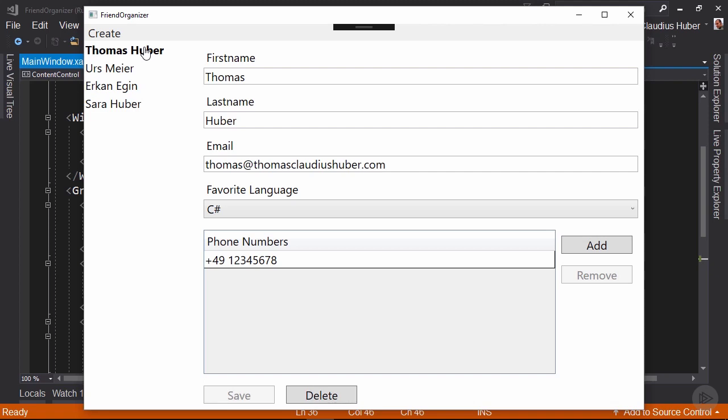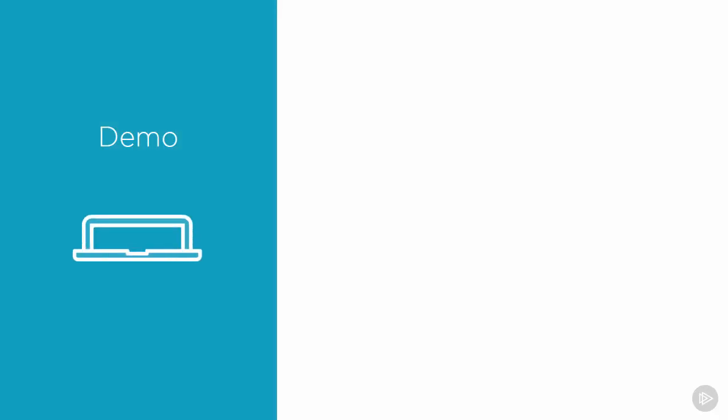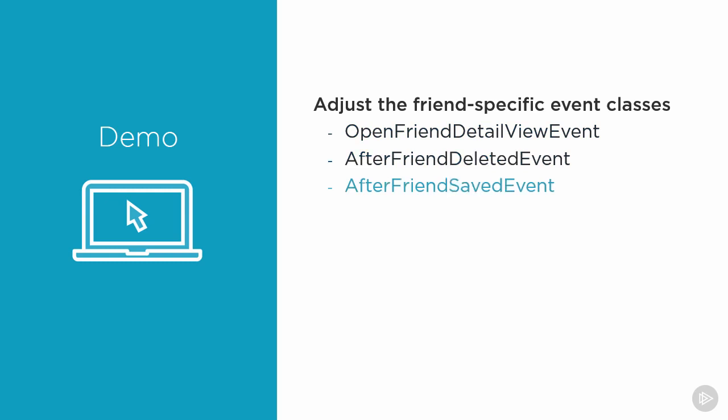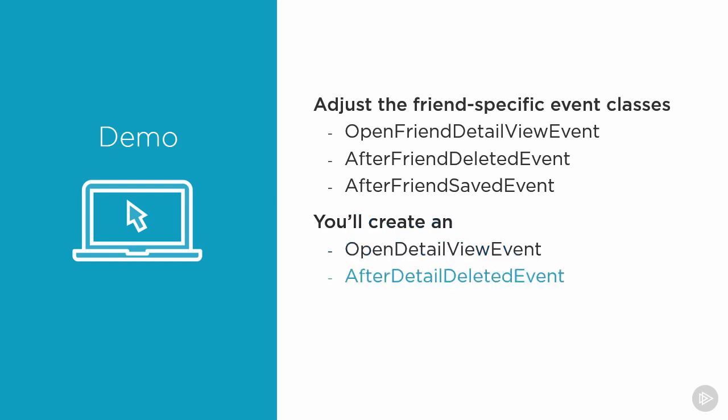Now let's continue by refactoring the friend-specific events in the Friend Organizer application. In this demonstration, you will adjust the friend-specific event classes OpenFriendDetailViewEvent, AfterFriendDeleted and AfterFriendSavedEvent so that these event classes are not friend-specific anymore. We want to use these event classes for different kinds of entities and not only for a friend entity. This means you will create in this demonstration the friend-independent OpenDetailViewEvent, the AfterDetailDeleted event, and the AfterDetailSaved event.